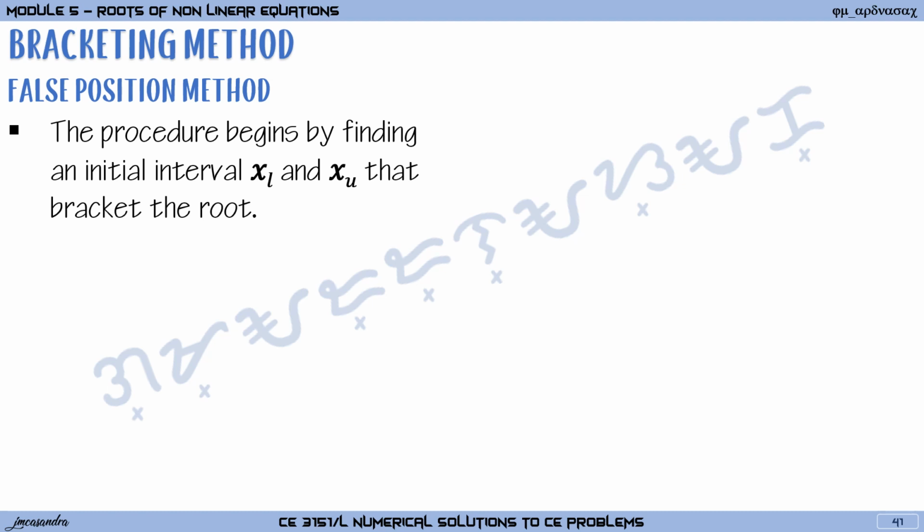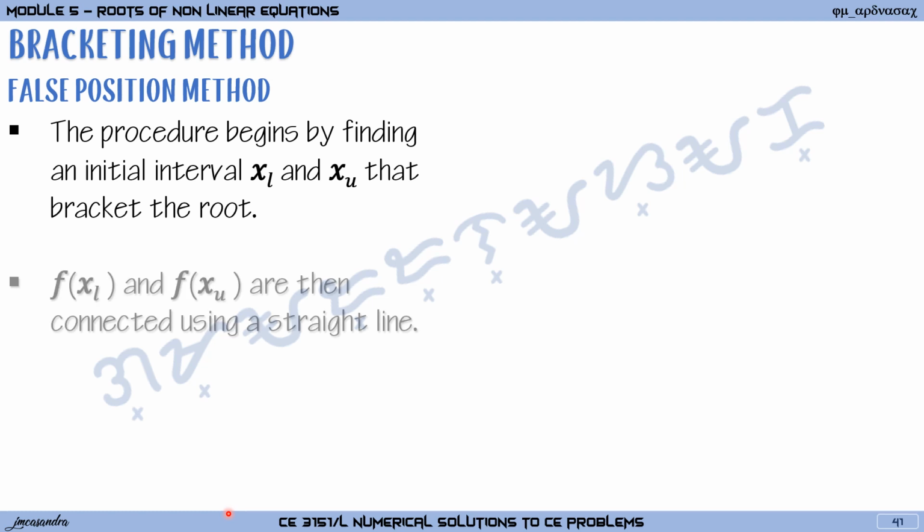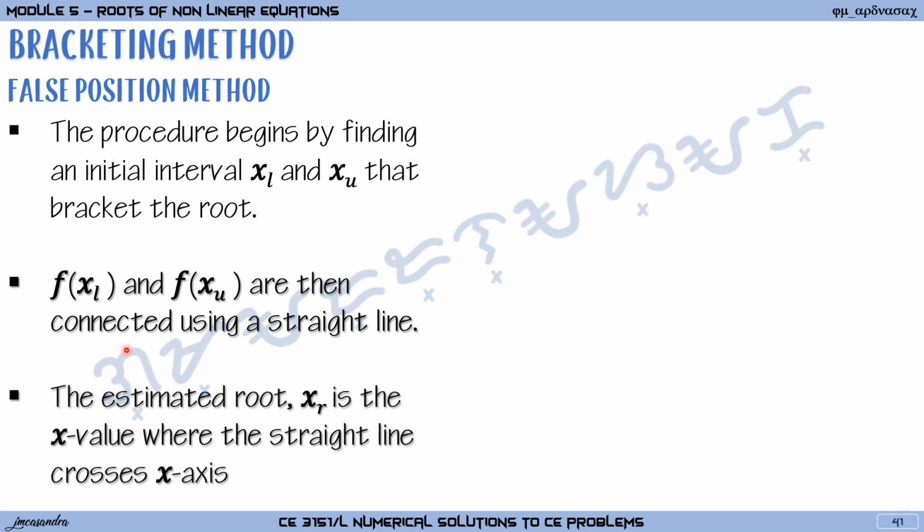The procedure for the false position method is also the same as for the bisection method, wherein we start with our initial guess for the interval xl and xu, and then we compute the functions of xl and xu. The 2 points taken from the function are then connected using a straight line. The estimated root xr is the x value where the straight line crosses the x-axis.